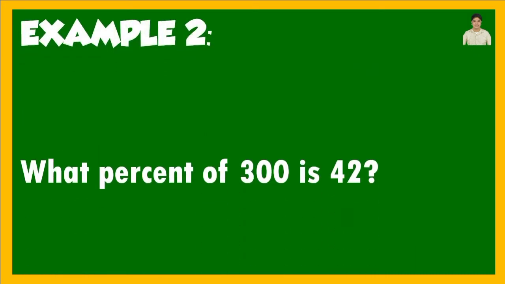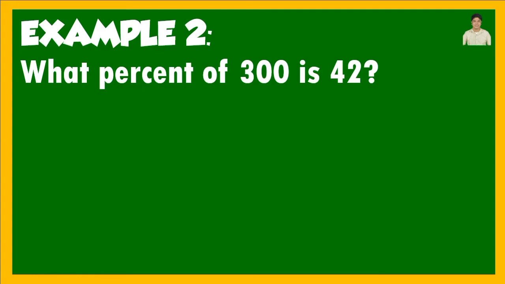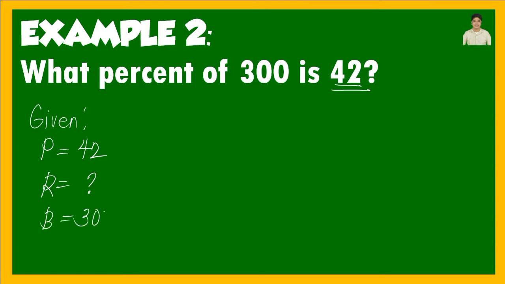Next, problem number 2. What percent of 300 is 42? So our given P, that is 42. Next, R is the unknown, and then B is 300. So, meron po mga problems na kung saan mas mataas yung ating percentage kesa dun sa base. Kapag ganon, lalagpas po sa 100% ang magiging sagot natin.